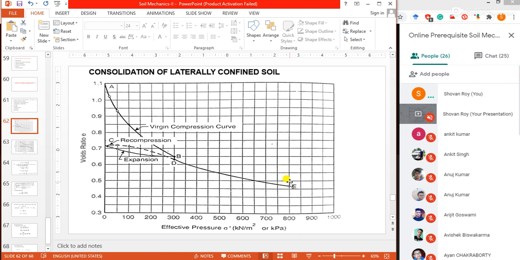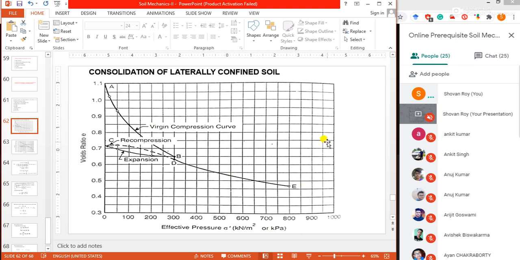Because when we put the load at D, the load at the D condition is always larger than the load at the A condition. When the soil is at position A, the load is very low, but at state D, the load is very high, greater. So this is important: what is the virgin compression curve, what is the virgin curve?